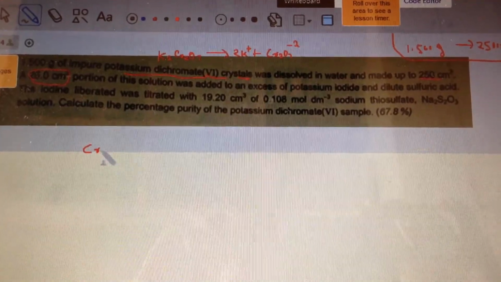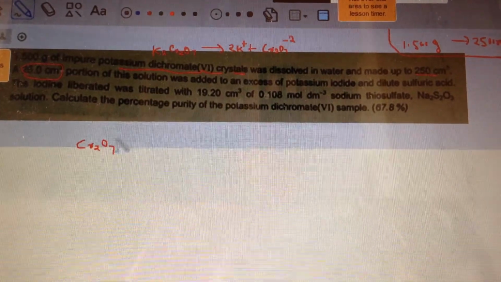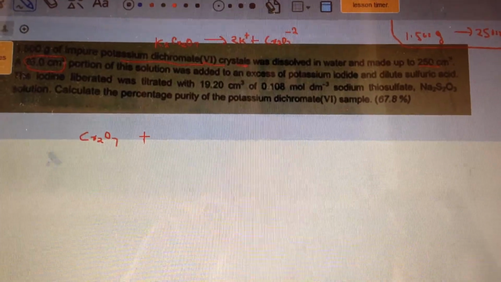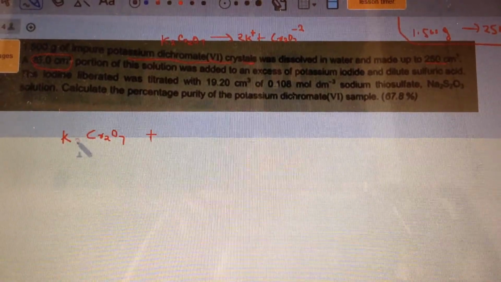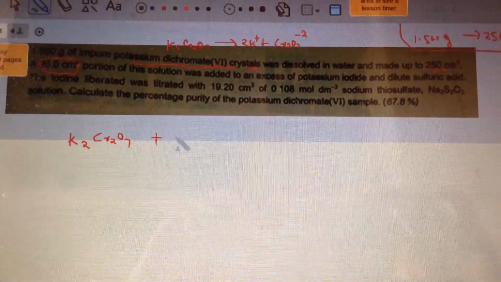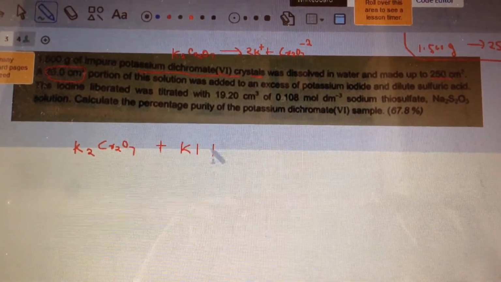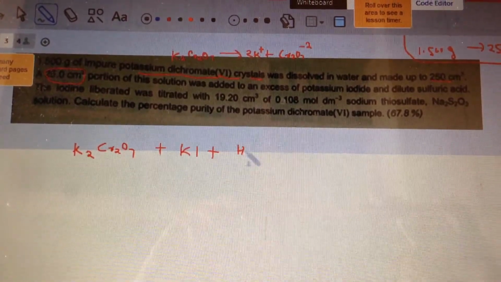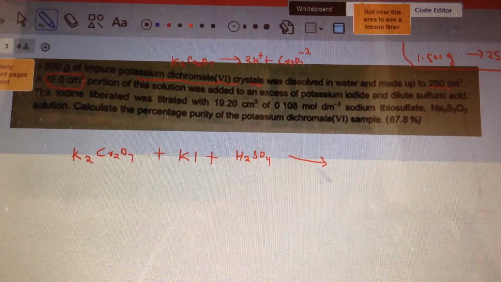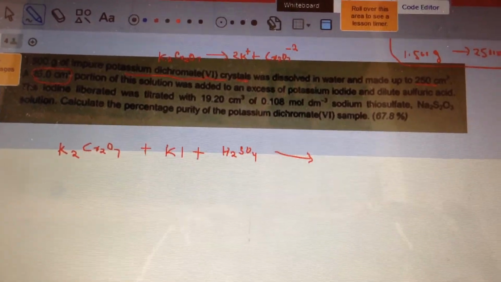So we have Cr2O7 plus, let me write down the full reaction here so it'll be easy for you to look at it later on. So K2Cr2O7 plus, it was reacted with KI, potassium iodide, plus sulfuric acid, H2SO4, and it makes, let me just double check on that.